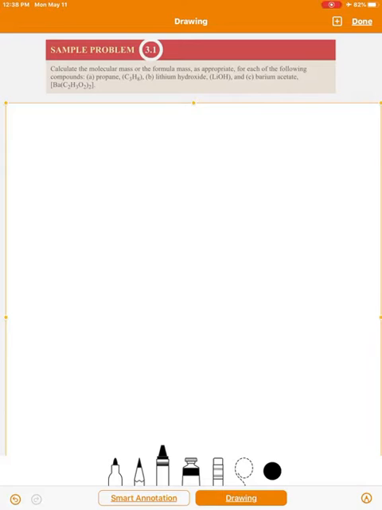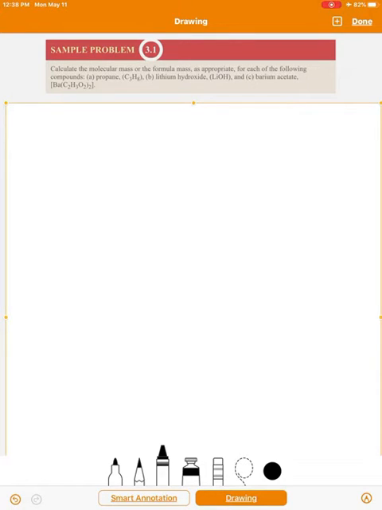Okay, this is sample problem 3.1. Calculate the molecular mass or the formula mass as appropriate for each of the following compounds. A is propane, which has a chemical formula C3H8. B is lithium hydroxide, which has a chemical formula LiOH. And C is barium acetate, which has a chemical formula Ba(C2H3O2)2.